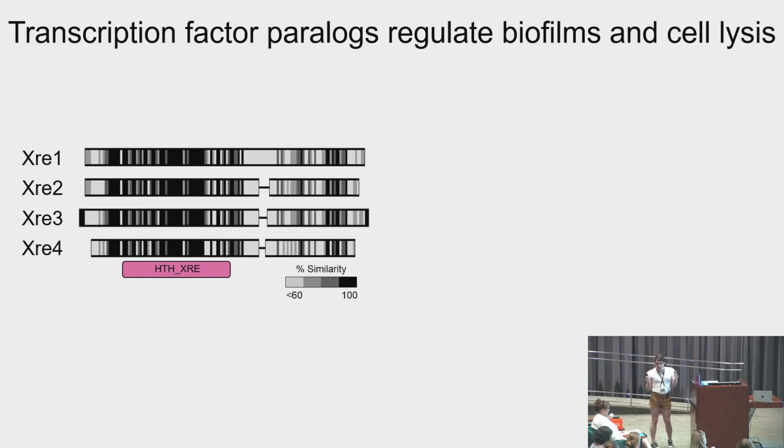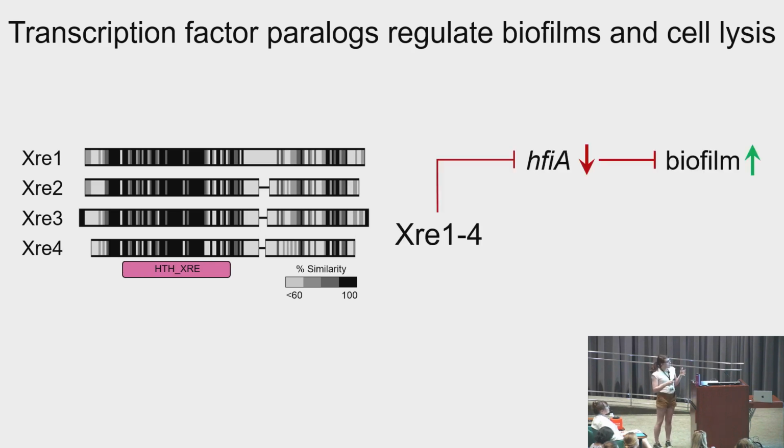So these are known as xenobiotic responsive element transcription factors. They have this N-terminal helix-turn-helix XRE domain where they actually bind DNA. And this is just a multiple sequence alignment showing the similarity between these 4 proteins, and it turns out they're actually paralogs. Through some data I'm not going to show you today, we know that these XREs act to promote biofilm formation.